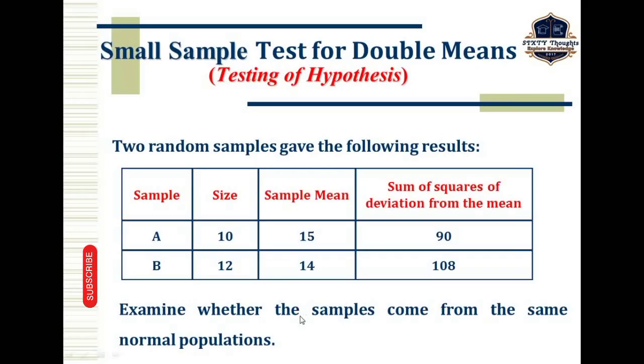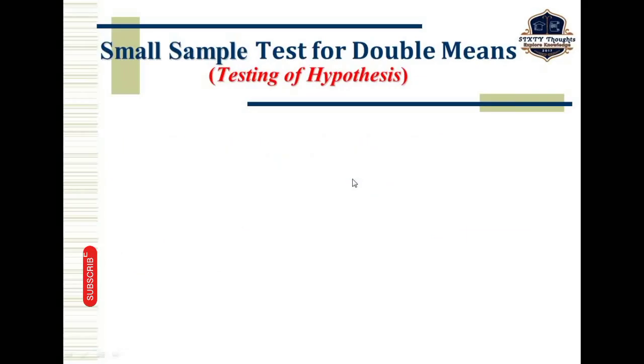So how do we identify that your problem belongs to the small sample test for double mean? First we verify the sample size values. Here we have two sample sizes, both strictly less than 30. Therefore, your problem belongs to the small sample test for double mean problems.